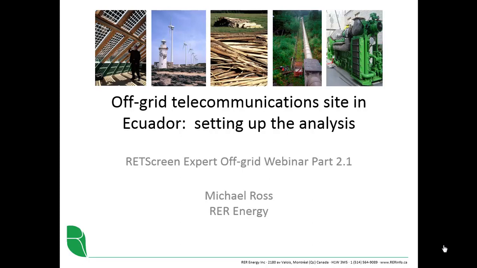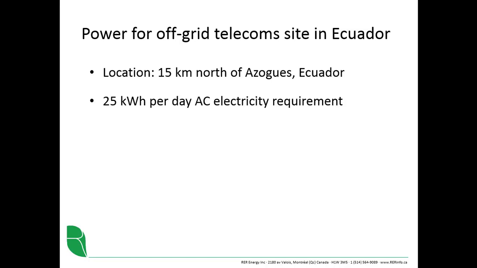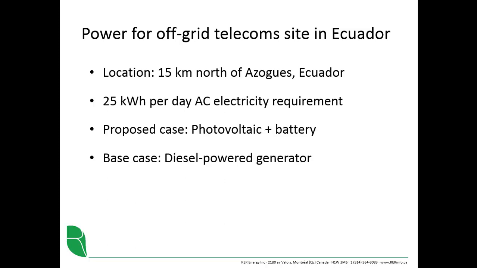Let's turn to a new example. Here we'll be looking at an off-grid telecommunications site in Ecuador. And I'll start out by setting up the analysis. We need to provide power to this off-grid telecom site in Ecuador. The location is about 15 kilometers north of Azoyes, Ecuador. There they're going to need 25 kilowatt hours per day of AC electricity.